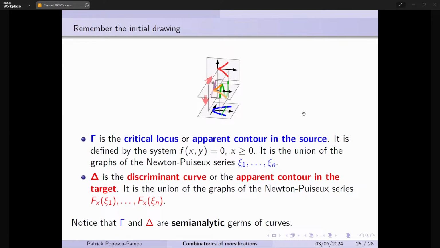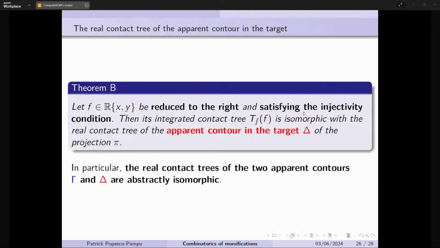The answer is that under the injectivity condition, the re-embedded tree is a tree of the apparent contour in the target, of the discriminant curve. So Theorem B tells that under the injectivity condition, the integrated contact tree is isomorphic with the real contact tree of the apparent contour in the target. In particular, we have a strong property in common between the two curves. Up to now, I did not have any common property of the two apparent contours: it is that their corresponding real contact trees are the same as abstract trees, under the injectivity condition.